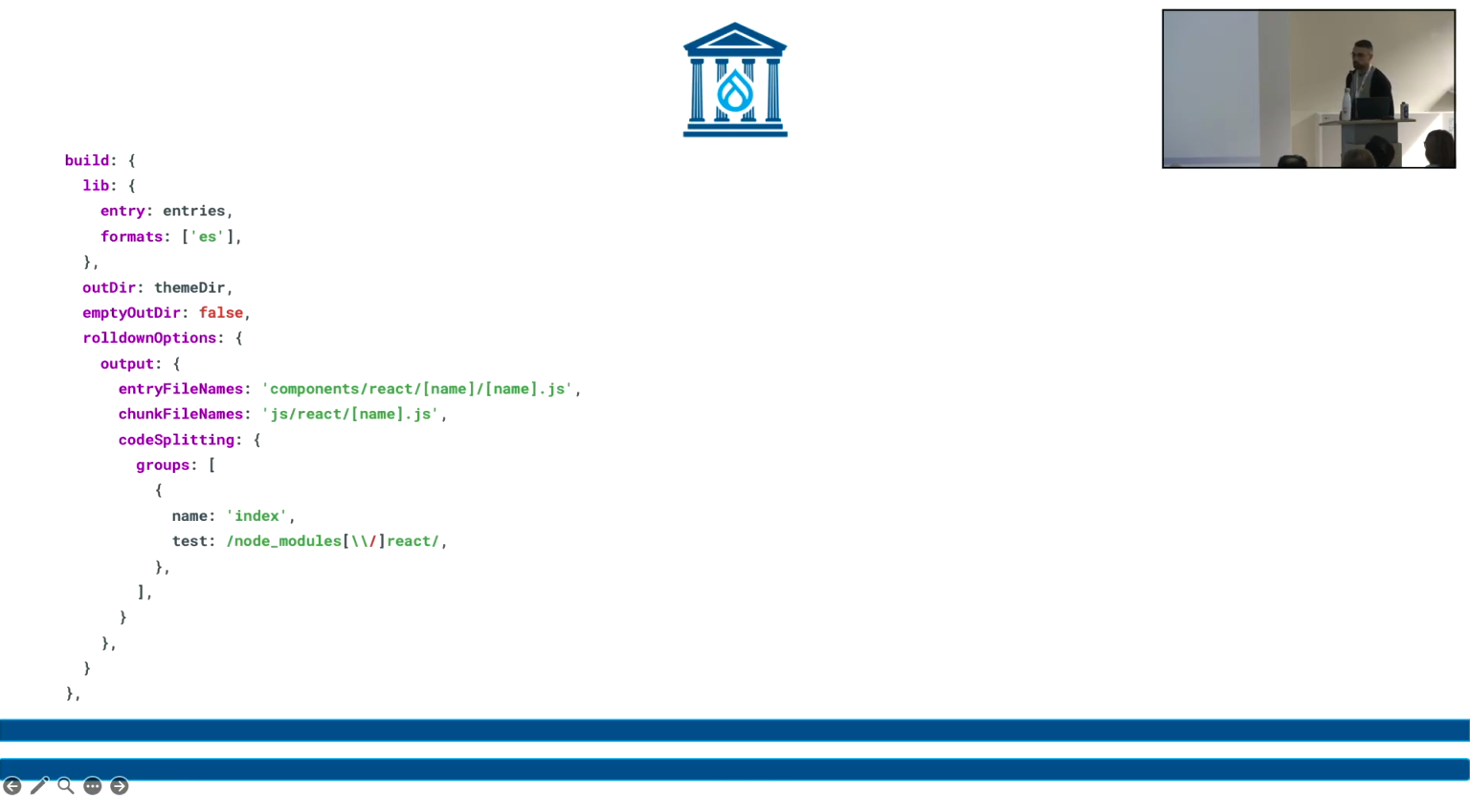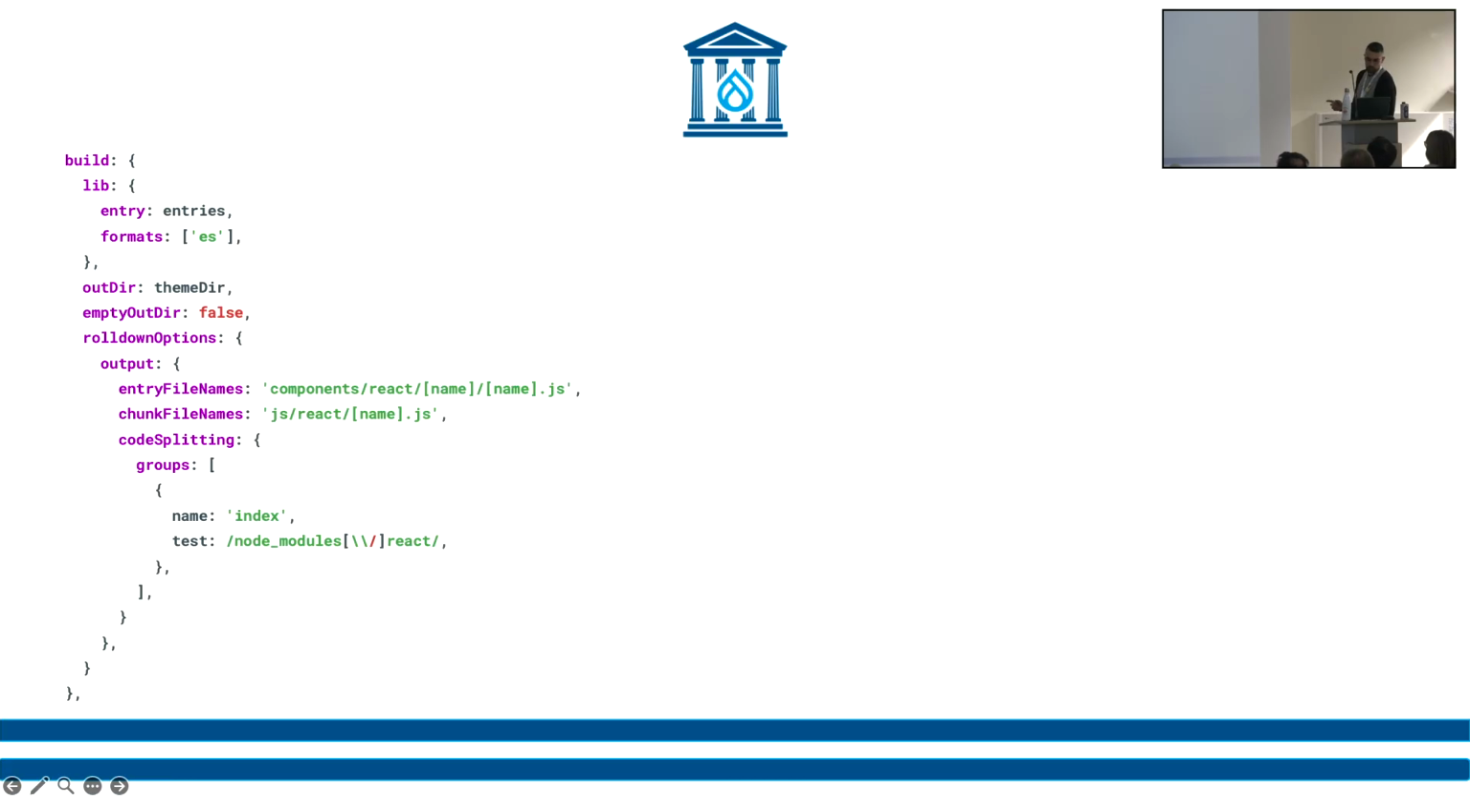Then we have rollupOptions, where we pass properties directly to Rollup. Rollup is a module bundler for JavaScript, which compiles small pieces of code into something larger and more complex, such as a library or application. Inside it, we have two options.